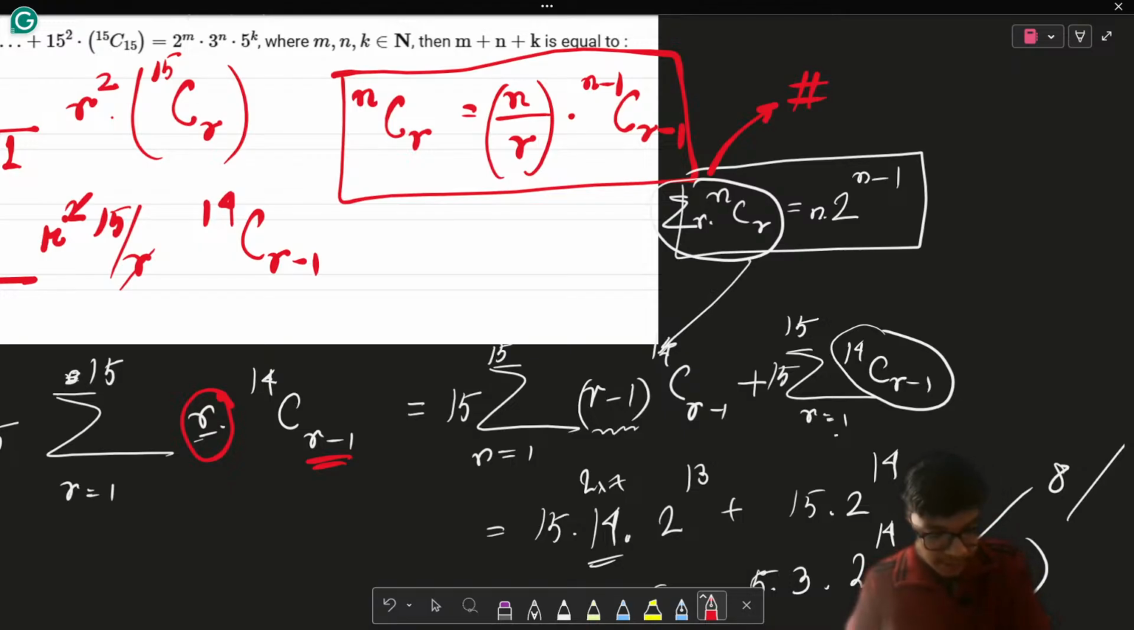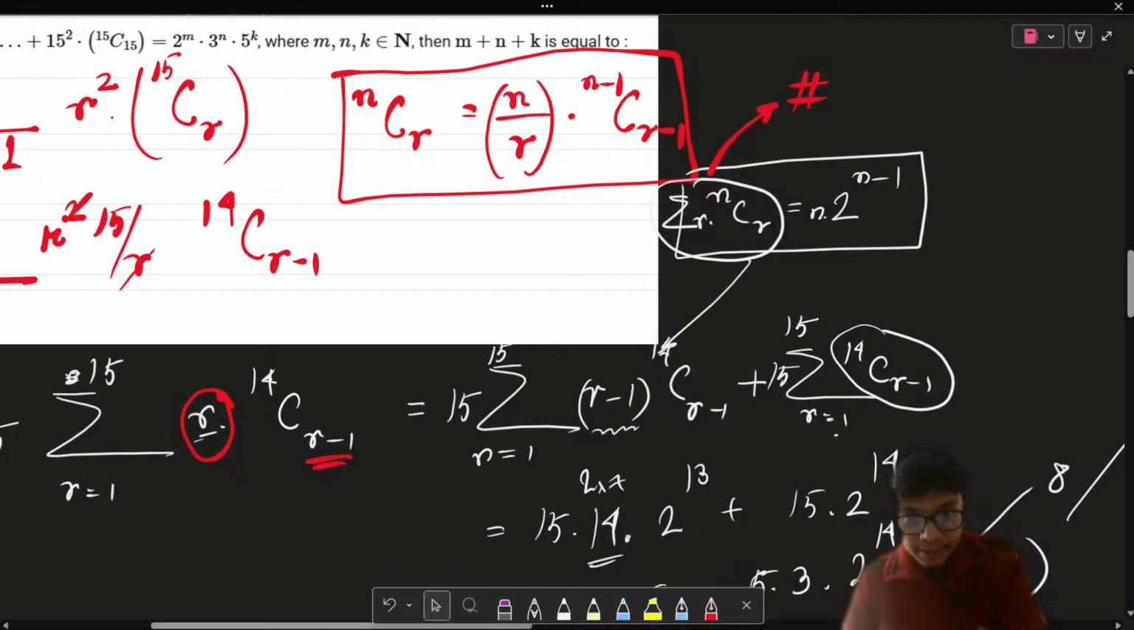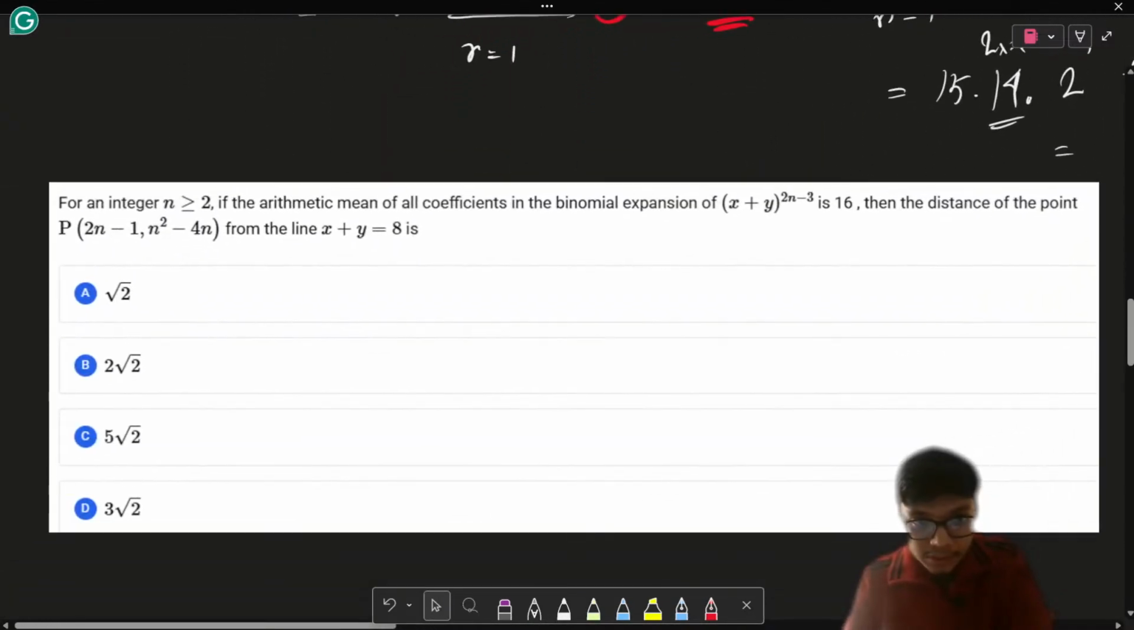Night worker, yes, correct, very good. Are you able to get it? Great. So let's now move to the fourth problem.